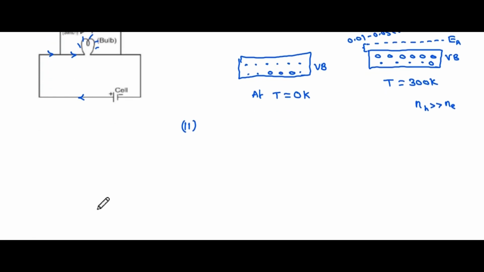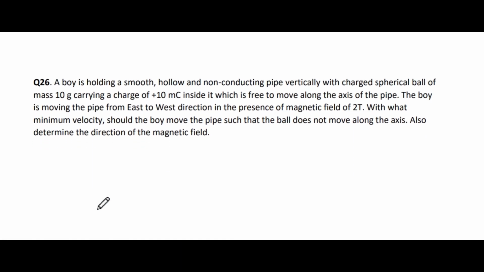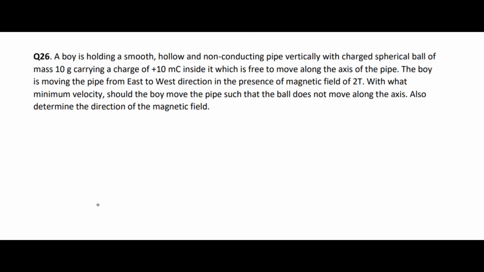Coming to the 26th. A boy is holding a smooth, hollow and non-conducting pipe vertically with a charged spherical ball of mass 10 gram carrying a charge of 10 millicoulomb inside it, which is free to move along the axis of the pipe. The boy is moving the pipe from east to west direction in the presence of a magnetic field of 2 Tesla. With what minimum velocity should the boy move the pipe so that the ball does not move along the axis? Also determine the direction of the magnetic field.